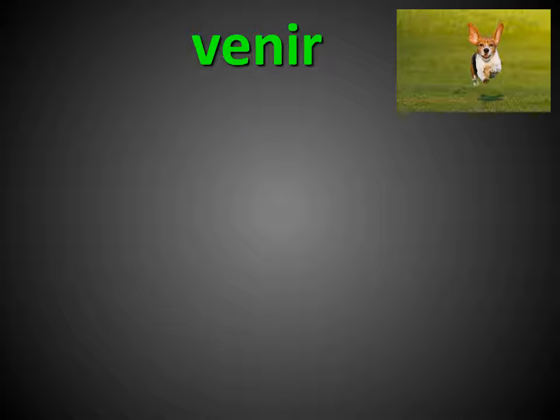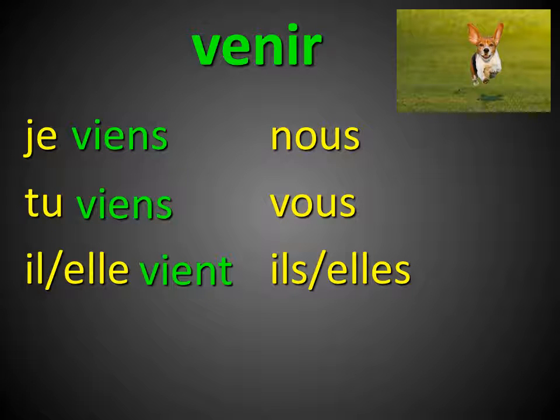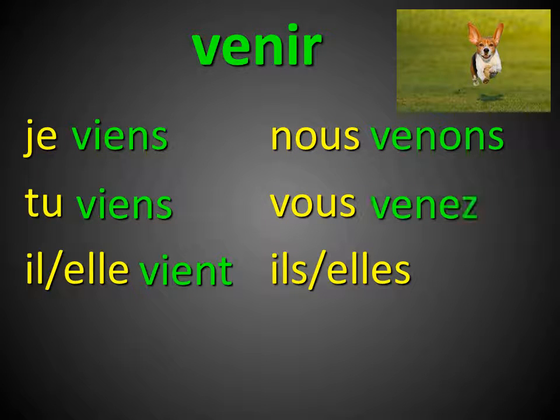Let's first review our verb venir. What does venir mean? Right, last week we were talking about going to places with the verb aller. Aller is to go to places. Our verb venir, to come. So we're talking about coming from those places. So here are our subject pronouns. Je viens, tu viens, il, elle vient, nous venons, vous venez, ils, elles viennent.